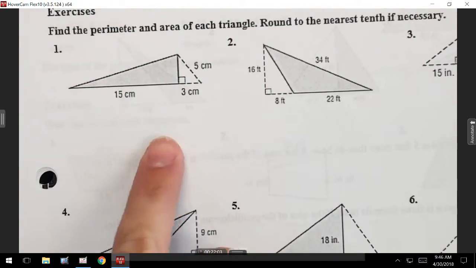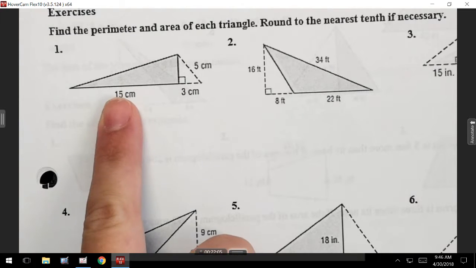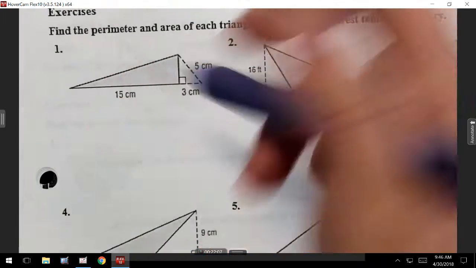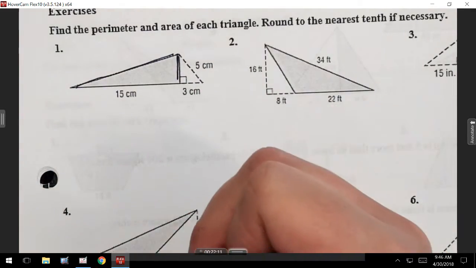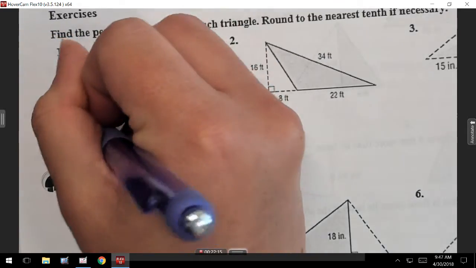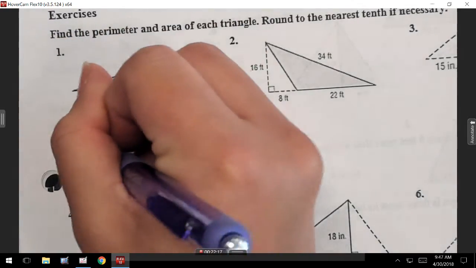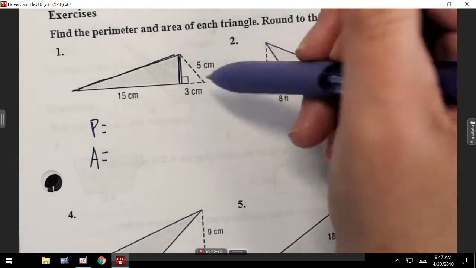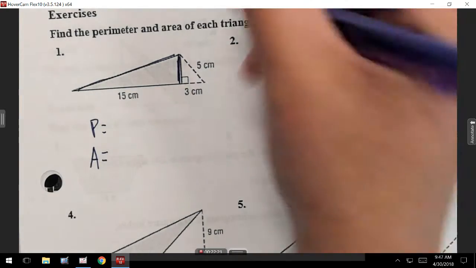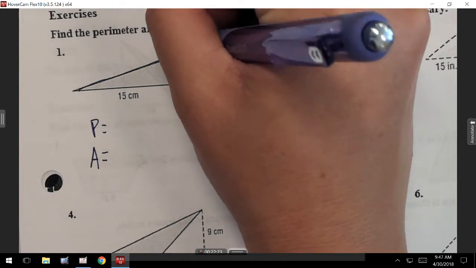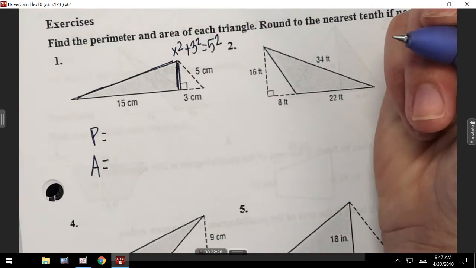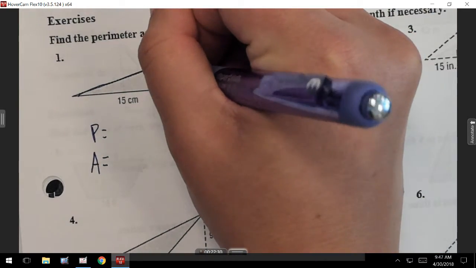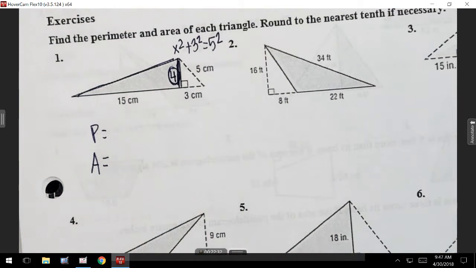For example, this one has how many missing pieces? 2. You have to find the height and this side. So, in order to find the perimeter, you have to find both of those. In order to find the area, you only need one. So, the first thing I would do is find the height, which is going to be x squared plus 3 squared equals 5 squared. Or, it's a triple, so you know it has to be 4. So, the height is 4.